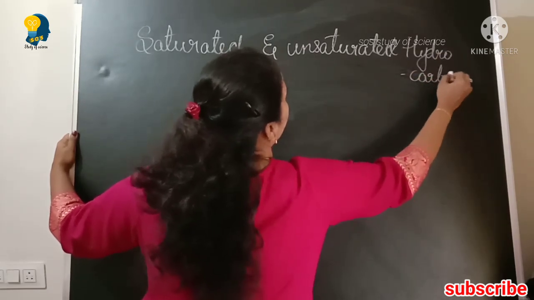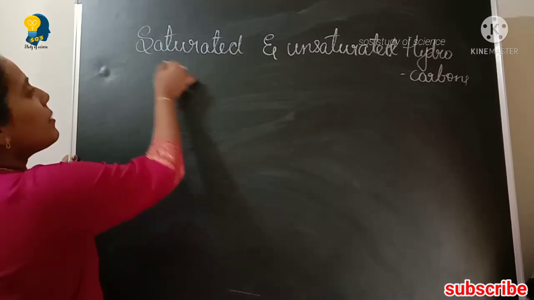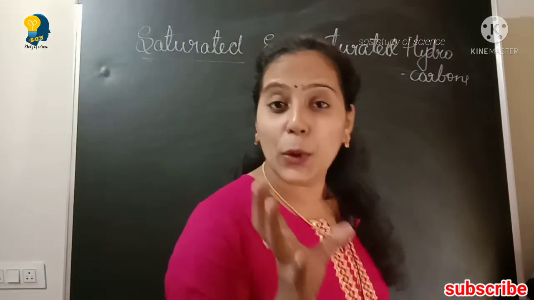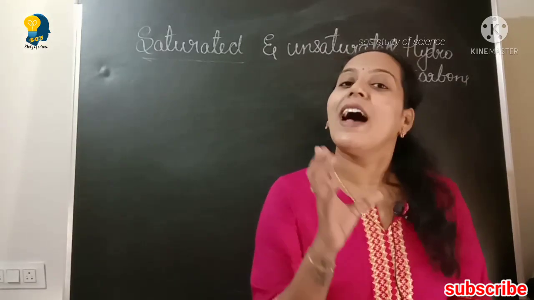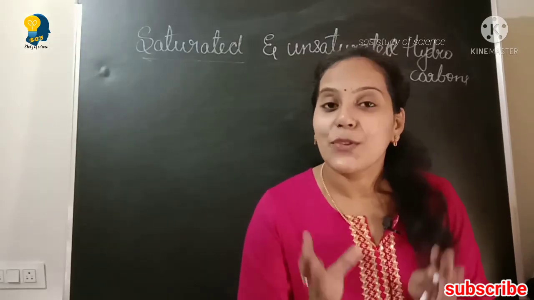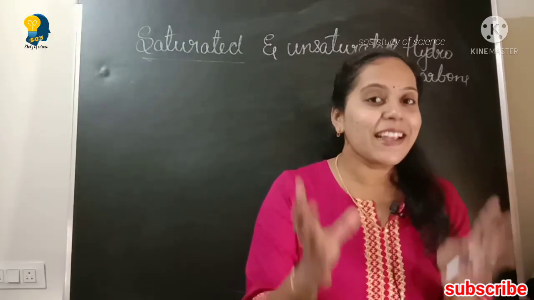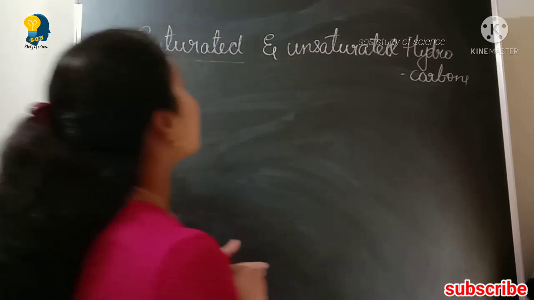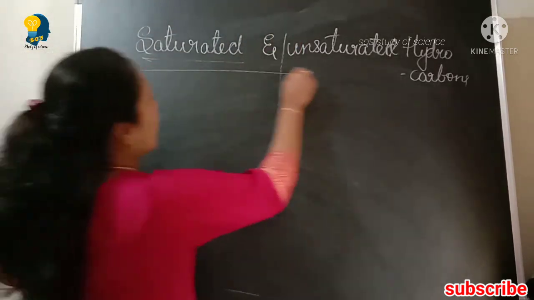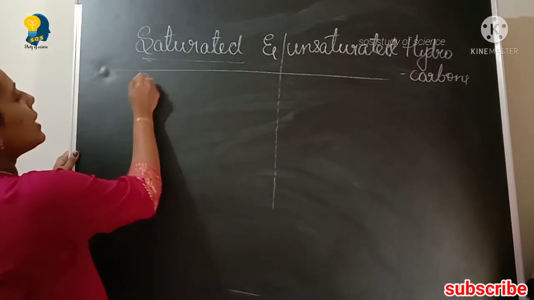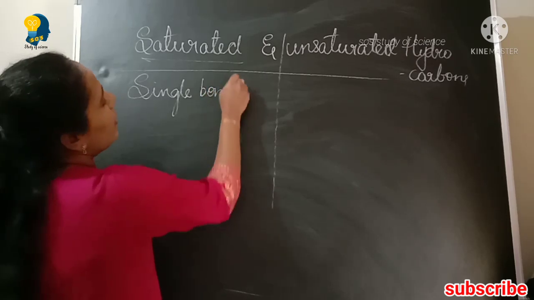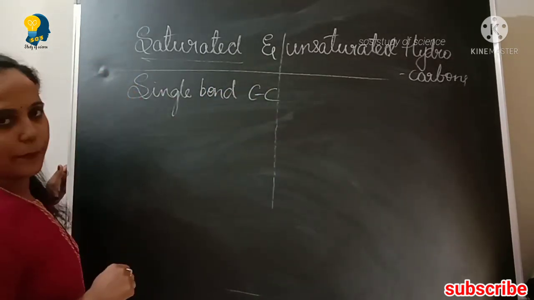See, when we talk about this, what is meant by saturated? Saturated hydrocarbons are the group of hydrocarbons which have a single bond between the carbon and carbon atoms. Students, I'm teaching you in the simplest way. These are the hydrocarbons which have the single bond between carbon and carbon atoms.